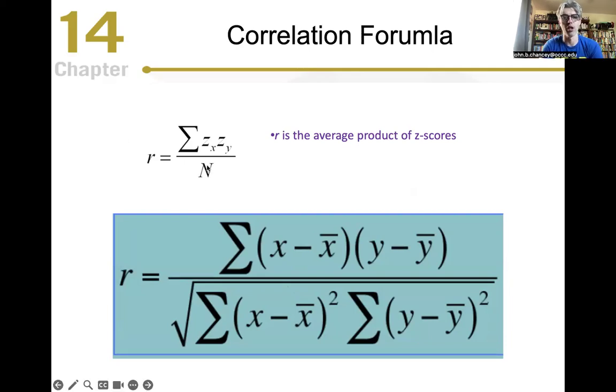Now, this top equation we're going to look at later. You can use z-scores as well to compute R, meaning there are several ways that you can compute R, but it all starts from this bottom equation.